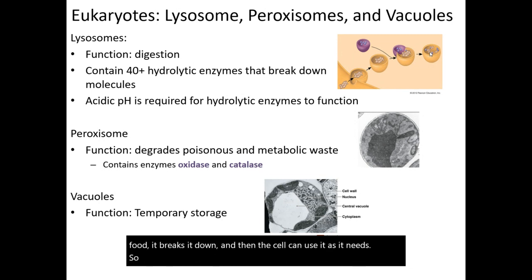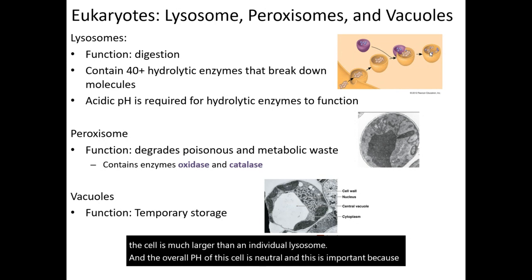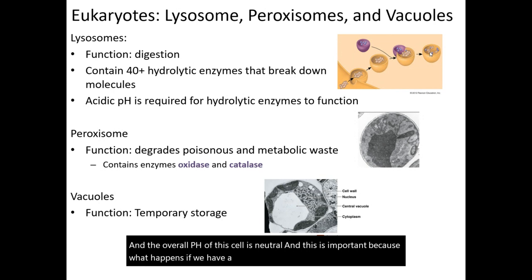So one thing I want you to think about is the importance of this acidic pH. Not only is the acidic pH required so the hydrolytic enzymes can work, but this also serves as like a safety feature for the cell, because overall, the cell is much larger than an individual lysosome. And the overall pH of the cell is neutral. And this is important because what happens if we have a leaky lysosome, right? If we had a leaky lysosome, then those hydrolytic enzymes would escape from the confinements of the lysosome and get out to the cell. That could be problematic, right?